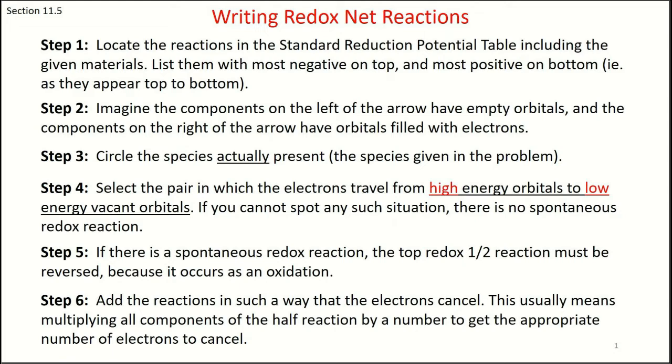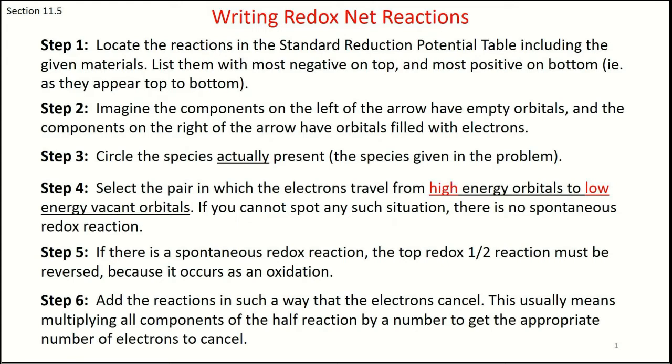So the way that you will be writing these is as they appear from the top of the standard reduction potential table to the bottom. So you will write those in that order. For step 2, we want to imagine that the components on the left of the reaction arrow have empty orbitals, and the components on the right of the reaction arrow have orbitals filled with electrons. This will be necessary in order to understand the spontaneous movement of electrons.